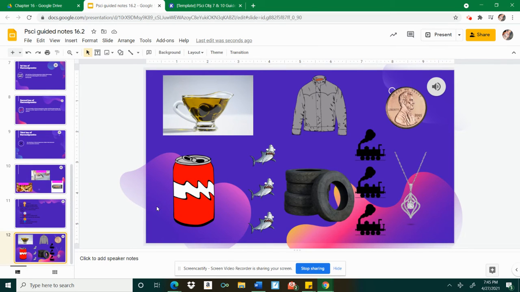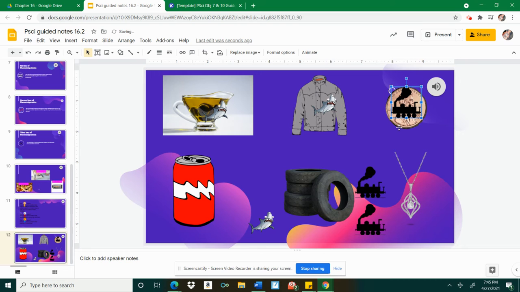And this one is determining whether the object is a thermal insulator or a thermal conductor. These sharks would represent thermal insulators, and the trains would represent thermal conductors. And they would grab and move depending on what they think the object would be. And again, there is an audio clip in the top right-hand corner. This will provide them with explanations of what each individual item is, and then it would also provide them with whether it is an insulator or a conductor.